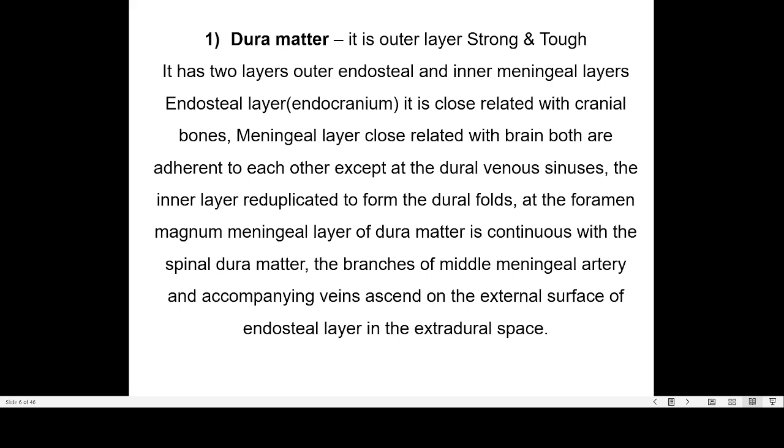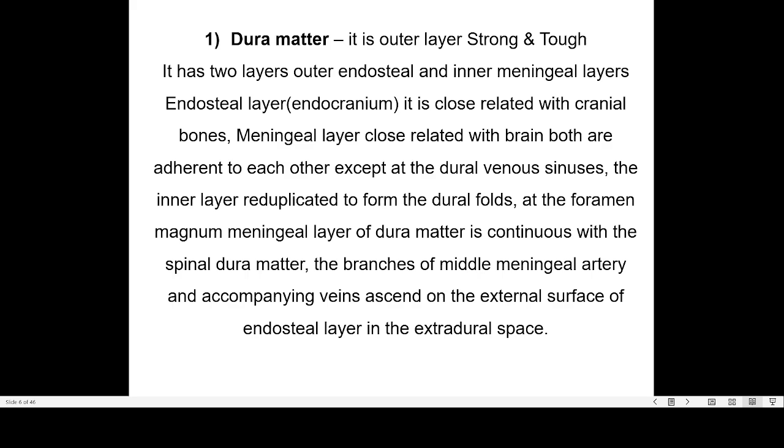So the endosteal layer is closely related to the cranial bones, and the meningeal layer is closely related to the brain. So both are adherent to each other, very closely adherent, except where the dural venous sinuses are present. The dural venous sinuses are present in between these two layers.